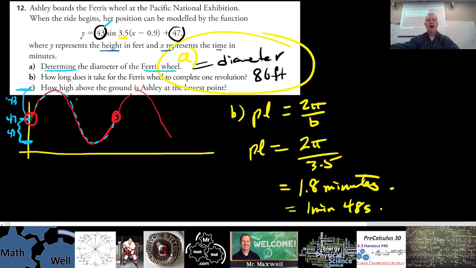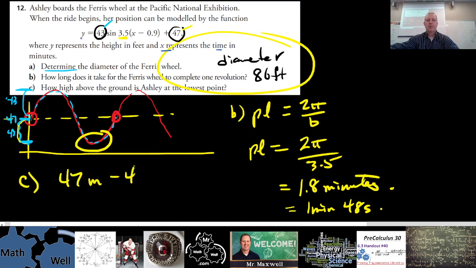All right, so how high above the ground is Ashley at the lowest point? So at the lowest point, right here, how high is Ashley above the ground? Again, you consider this 47, right? The midline is at 47 here. And the Ferris wheel has a radius of 43. So 47 minus 43 for C, 47 meters minus 43 meters would be 4 meters. So for C, she's 4 meters above the ground at the lowest point.